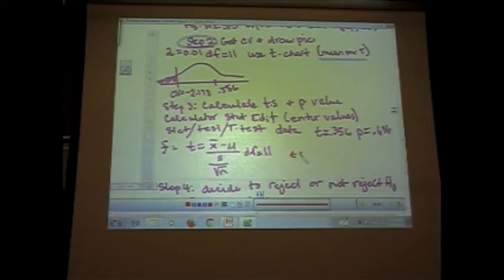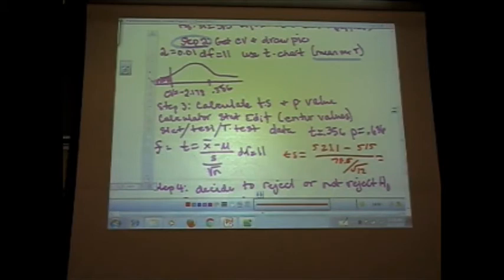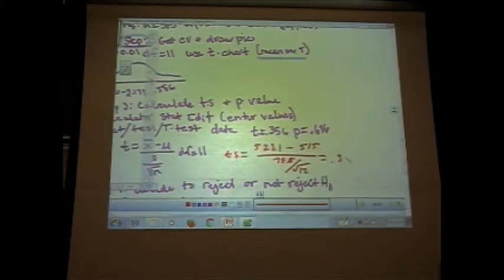Test stat equals, what was your mean? You gotta figure out what your mean was. It was 523.08. 523.08 minus 515 over S, which was 78.6? Or 5.7. Yeah, it was 5.7. Over square root of 12. Okay. And then you put whatever that equaled, which was apparently 0.356, I hope. 0.356. I need this. If you want full credit, you gotta give me that.